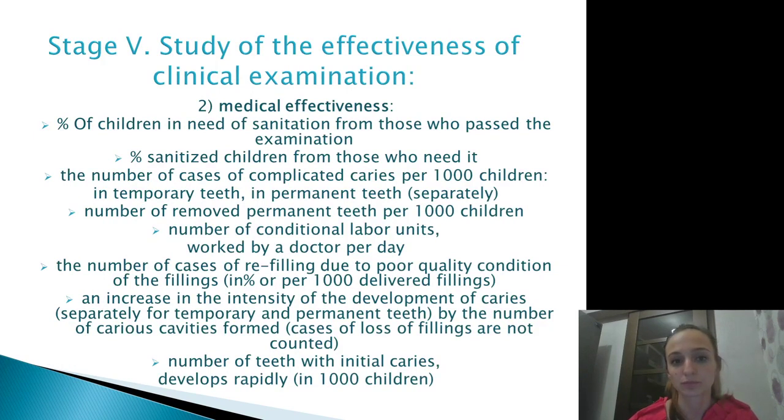Stage 5, study of the effectiveness of clinical examination, medical effectiveness. First, it is percent of children in need of sanitation from those who passed the examination, and percent of sanitized children from those who need it. The number of cases of complicated caries per 1,000 children. In temporary teeth, in permanent teeth, it is separate information. And number of removed permanent teeth per 1,000 children.